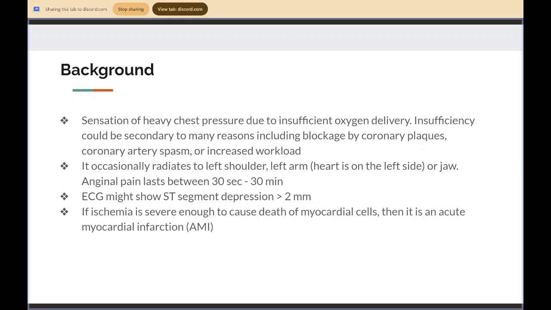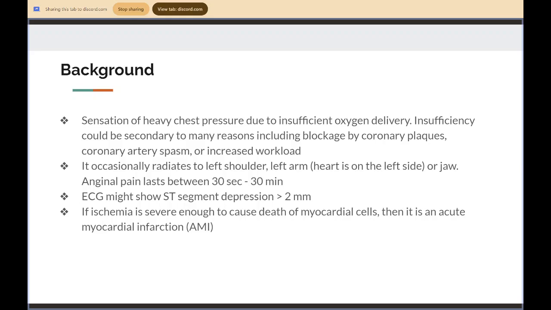All right, so I pronounce it angina, and it is a sensation of heavy chest pressure, and this is due to insufficient oxygen delivery. This insufficiency is in the coronary artery system, that is the blood supply of the heart, and it can be secondary to many reasons, including coronary plaques, coronary artery spasm, or increased workload.